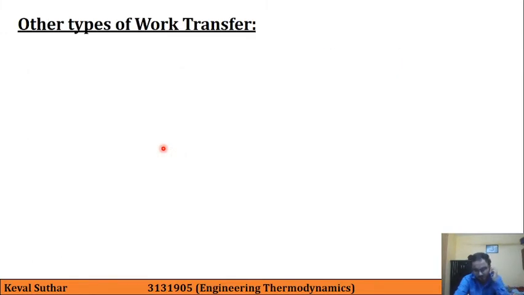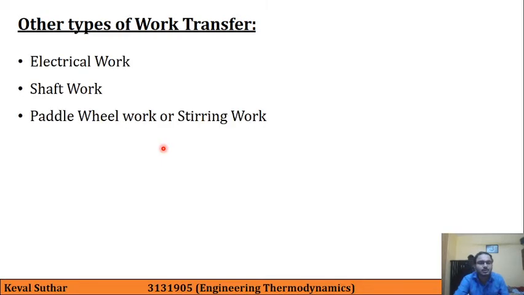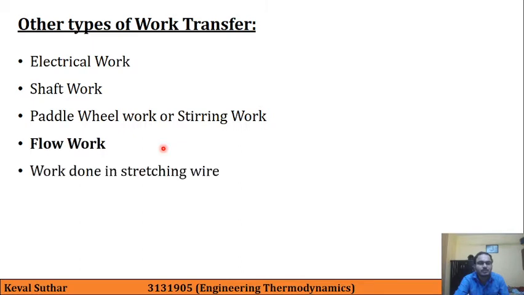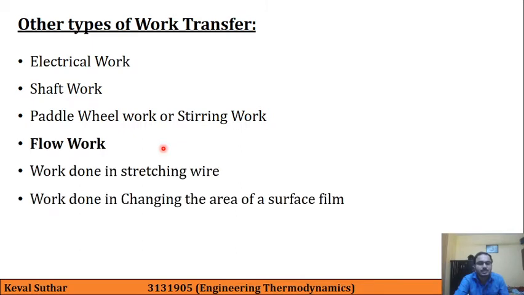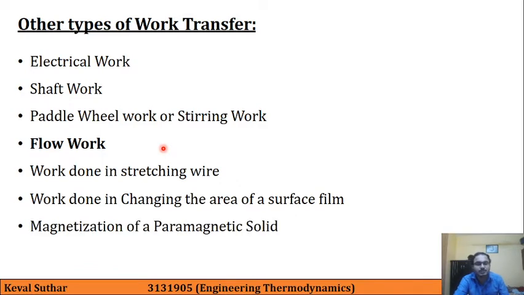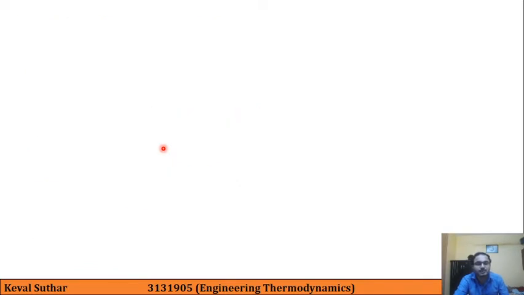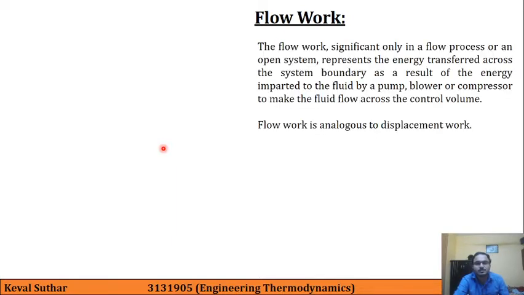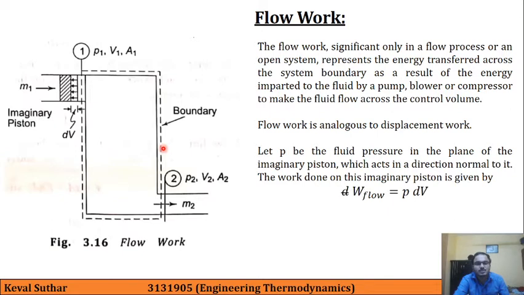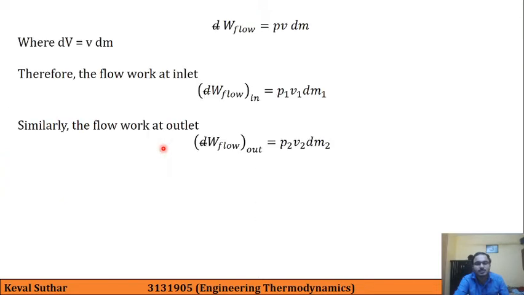Then there are other types of work transfers: electrical work, shaft work, paddle wheel work, flow work, work done in stretching wire, work done in changing the area of a surface film, and magnetization of paramagnetic solid. So we discussed about flow work, which is analogous to displacement work, and we derived the formula for the same.